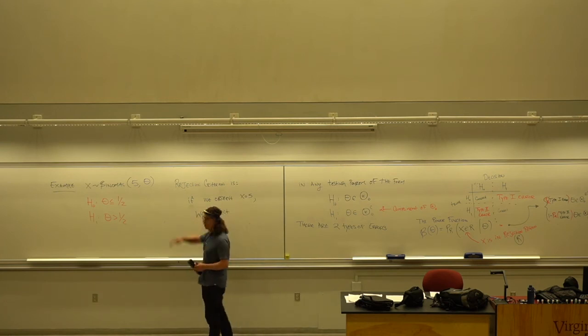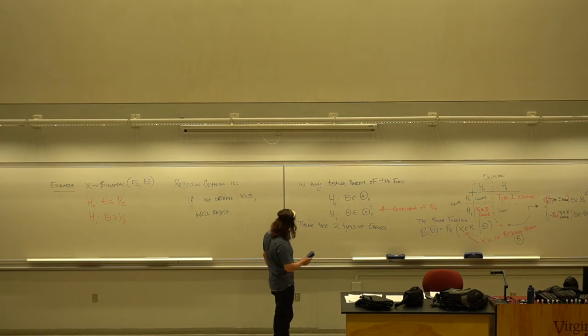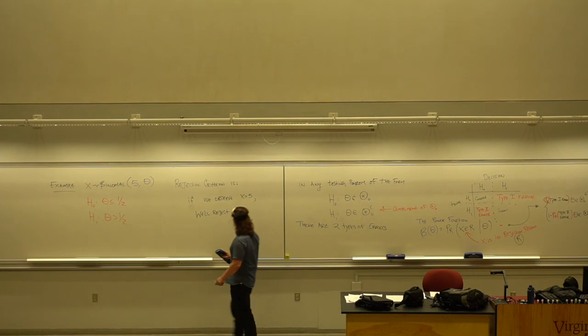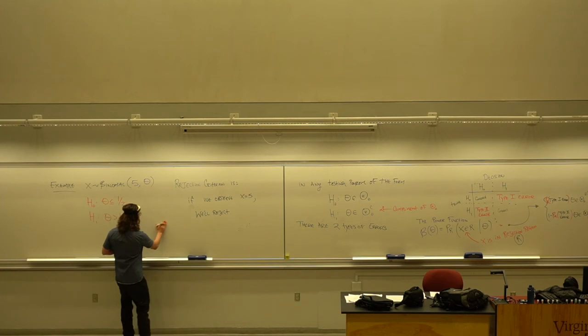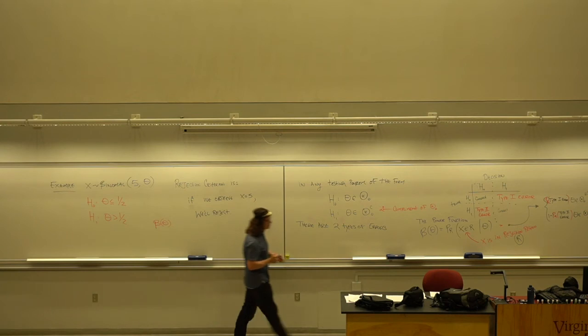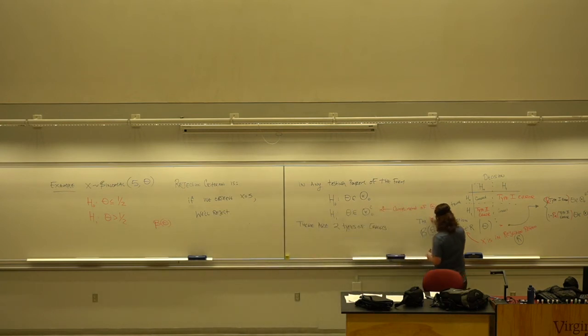So here's a concrete problem for all of this. We're going to write down what the power function is. So our power function, b theta, and I'll just tell us, is power. This right here is the ability to reject H naught.